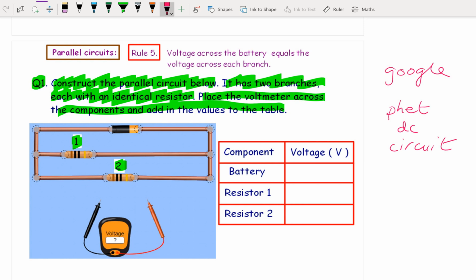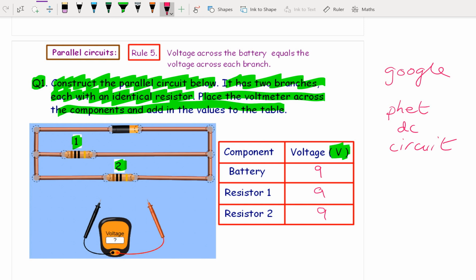So here are the answers. The battery is 9 volts. We don't have to put in volts because it's there in the heading of the results table. The voltage across resistor 1 is also 9 volts and resistor 2, 9 volts. This is nice and simple, isn't it?